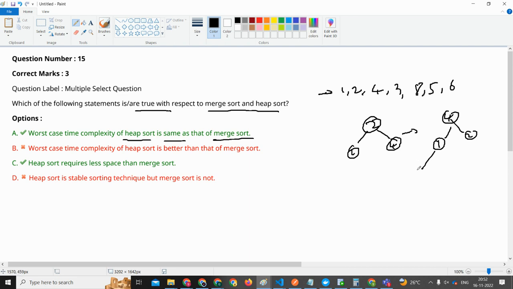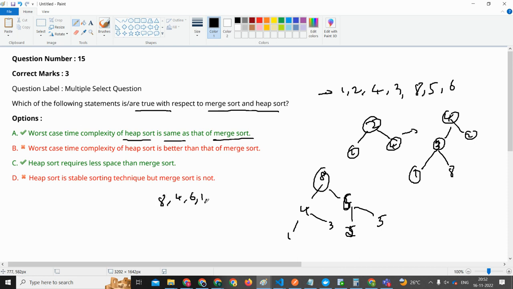Let's do this. I have 3 here, which means 3 will go up and 1 will come down. Just ignore this, I'm just trying to form a heap. And I'm inserting 8 here, which means 8 will go up. 8, then comes 4, then 3, then 1. There goes 2. Next I have 5. 5 will go here, 2 will come here. Then I have 6. 6 will go here, 5 will come here. Now I can write the max heap: 8 4 6 1 3 2 5.